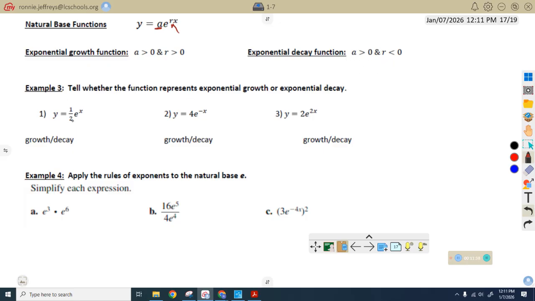All right, so let's look at this. Our A for number 1 is 1/2. Our R is the number in front of X. What is the number in front of X when it's just X? 1. So both of these are greater than 0, so this would be growth.